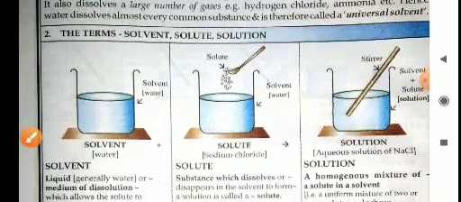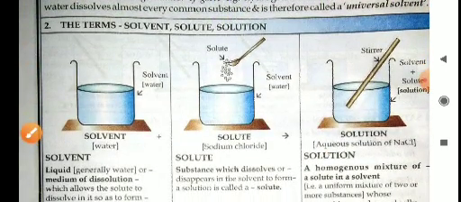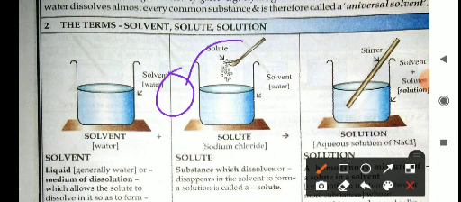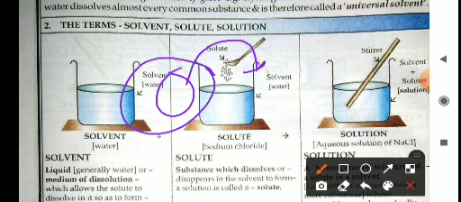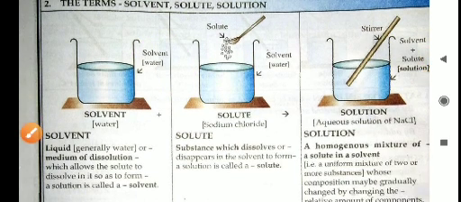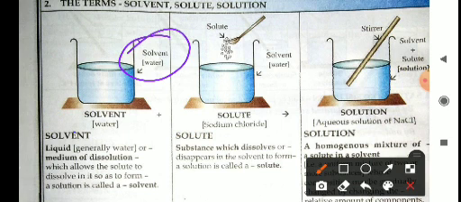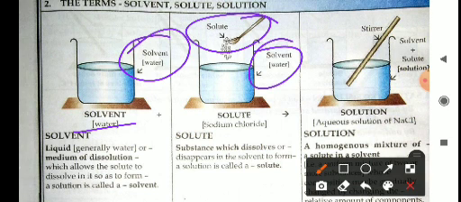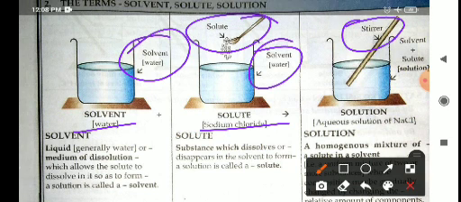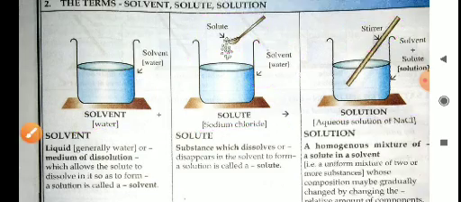The terms solvent, solute and solution. When we are making a solution, we add a particular substance into water. The substance which we add into the water is known as the solute, and the medium in which the solute is dissolved is called the solvent, and the whole component is known as the solution. Okay. So solvent: water; solute: sugar; and when we stir and mix, it will give a solution. Okay.